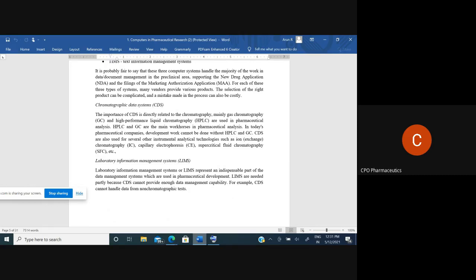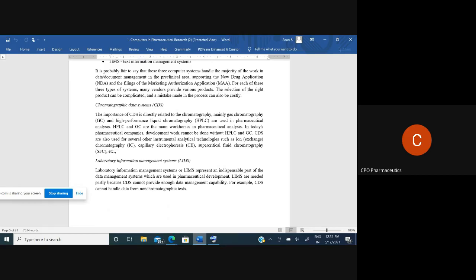Those things can be handled by the laboratory information management system. Please try to understand, we have three major systems: chromatographic data management system, laboratory information management system, and text information management system. The chromatographic data system can be used only for chromatography and related information, so that sequencing and flow will be totally different. Apart from chromatographic information, the industry will also have other differential information. For example, we'll talk about stability information.